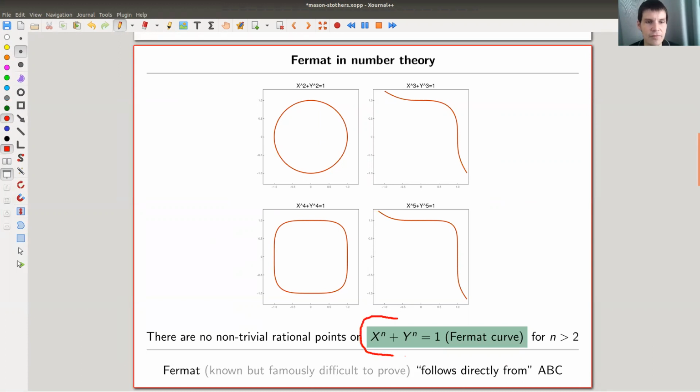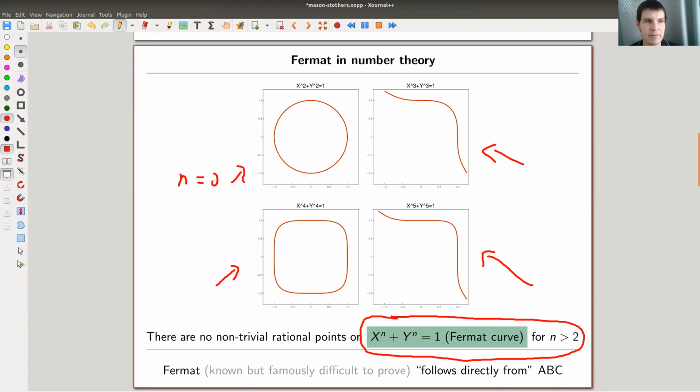The Fermat curve, which is this one here, I've given you a few pictures of how the Fermat curve looks like. The circle is probably the most well-known one. This is the n equals 2 case. The Fermat curve basically doesn't have any non-trivial rational points, unless n is 2. For the circle, you can find any kind of rational points. Let me illustrate that. So the classical example of Fermat, for n equals 2, is this Pythagorean triple.